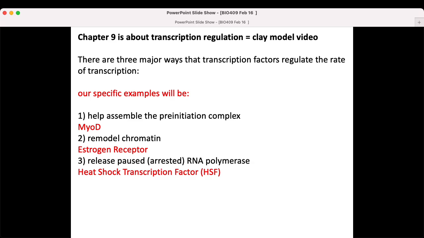So that's it. We're done talking about MyoD and the preinitiation complex. There are many stories about it at every bar in the world. Okay? So now we're going to go on to talk about remodeling chromatin. And our book talks about that a lot, because we're going to have to introduce what that is about. And then we're going to use our example, the estrogen receptor, to learn about it, okay?